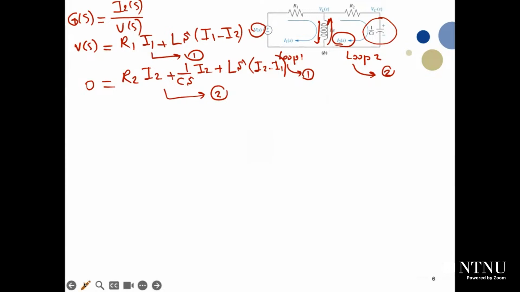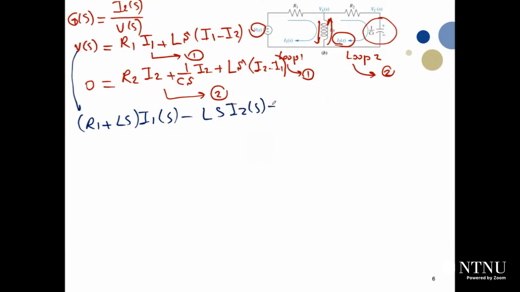So this is equation number 1. We will take equation number 1 and we will order it. So we have here I1, we have here another I1. So we will put it like this one, R1 plus LS multiplied by I1 of S, minus LS multiplied by I2 of S equal V of S. So this is the first equation. Is it okay? Do you understand this equation? So I will call it 1 dash. One more time, I just try to arrange it.